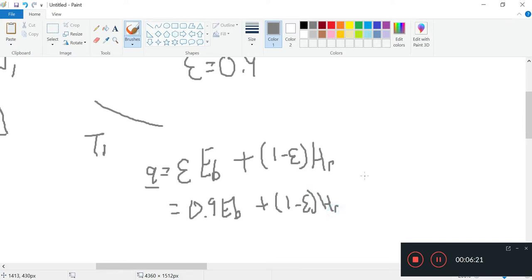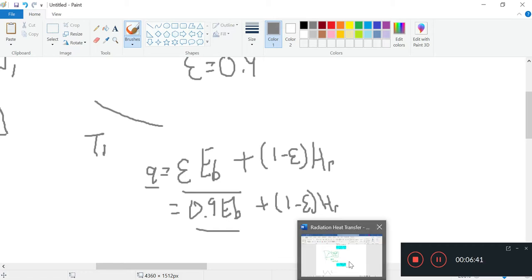Alright, 1 minus epsilon into HR. So that's where radiosity comes in. You cannot just consider the emission, but you also have to consider the reflection that's coming off the surface. So that kind of offsets the thing.